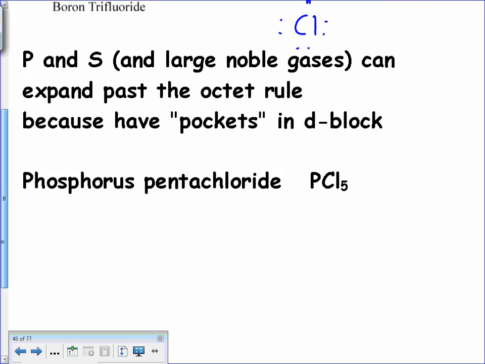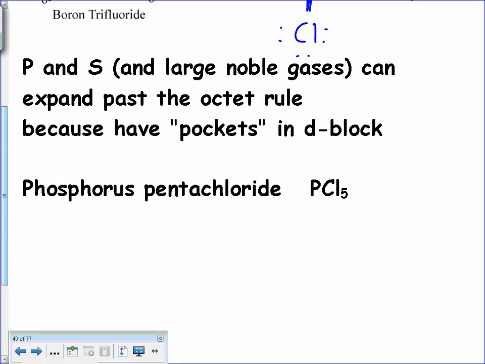So was this an example on your sheet? Yes? So tell me your step-by-step process here. I'm going to show you how to draw this one. Count, so tell me what I got here, from phosphorus. Phosphorus is in group 5, so you have 5 valence electrons, plus 5 times 7, because chlorine's in group 7, so a total of 40 valence electrons.